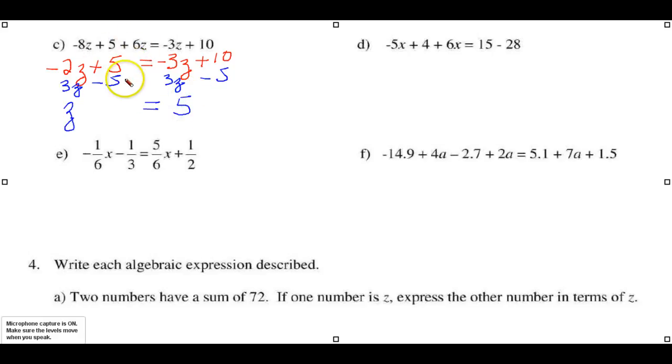So step by step. Now in this one, again, we're going to combine like terms. This will give us just an x on this side, plus 4.